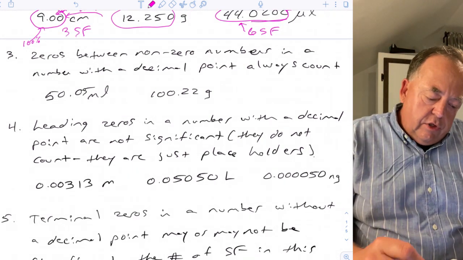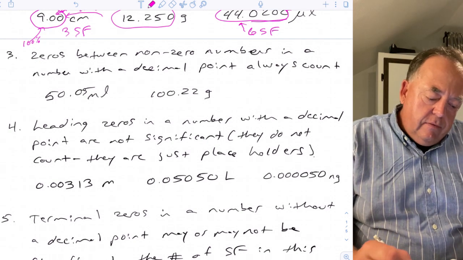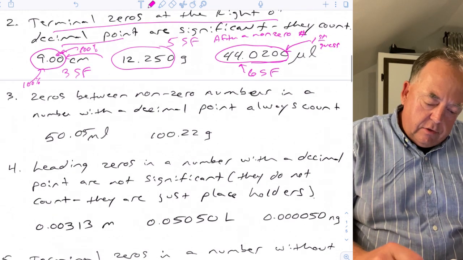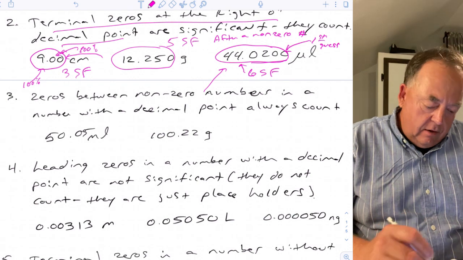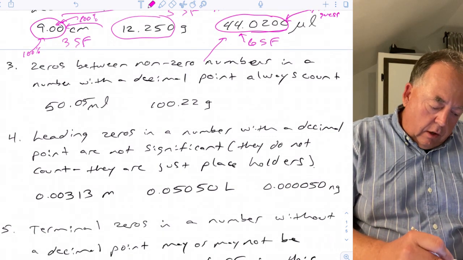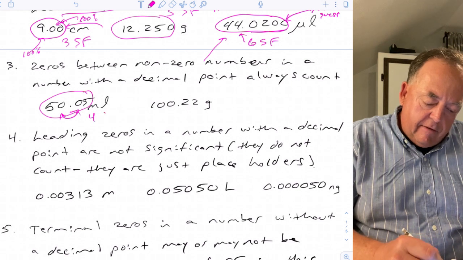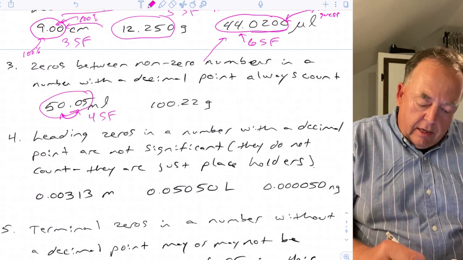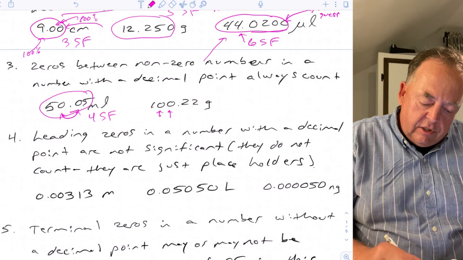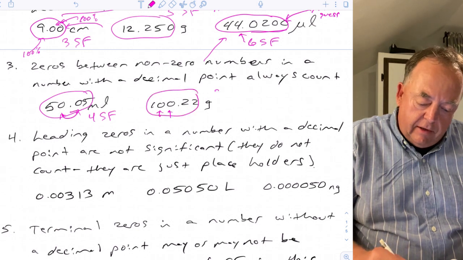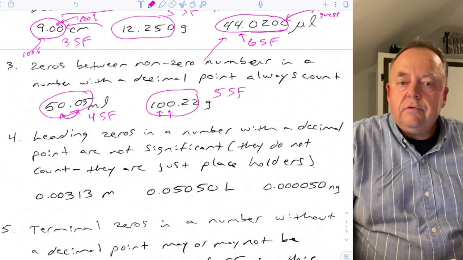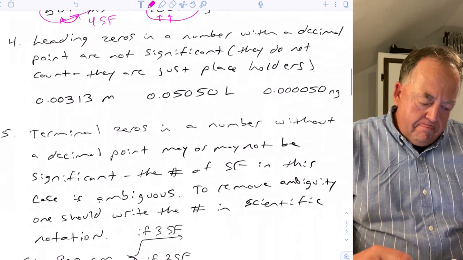Okay, so zeros between non-zero numbers with a decimal point always count, so that kind of takes care of that number right there. Both of these zeros count because they're between non-zero numbers, so that would have 4 significant figures. And these zeros count because they're between non-zero numbers, so that would have 5 significant figures.